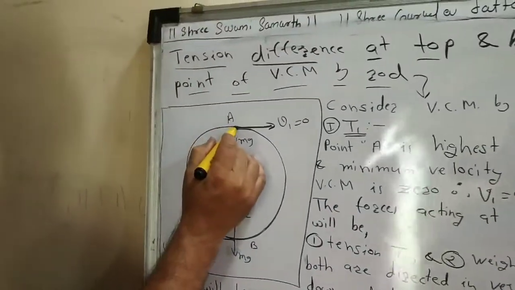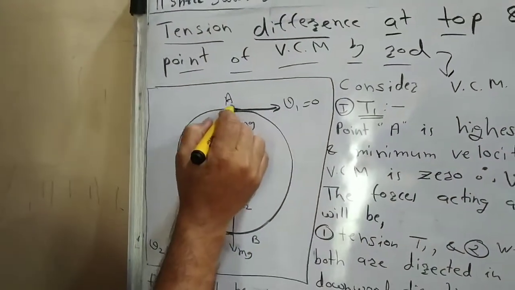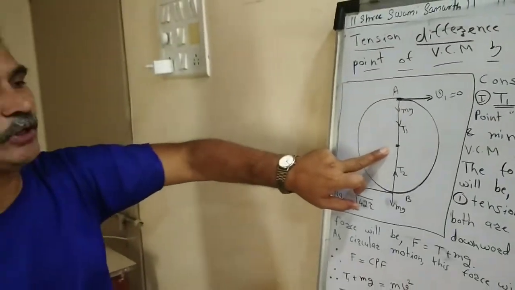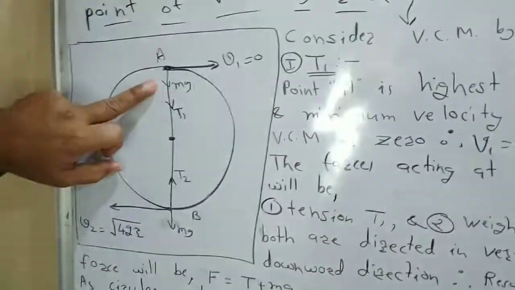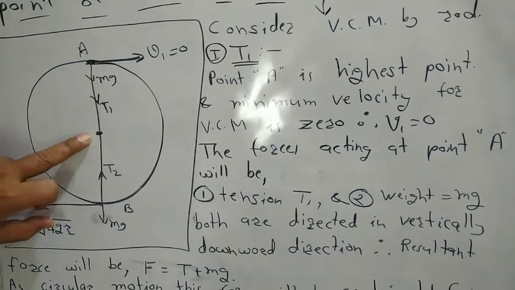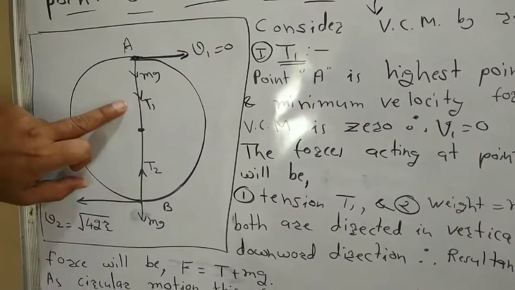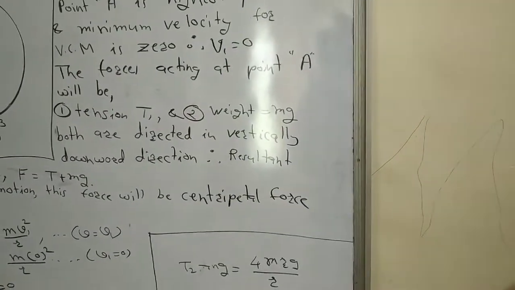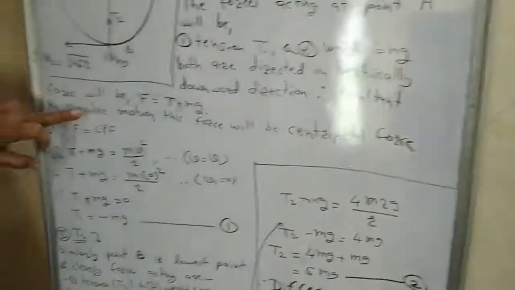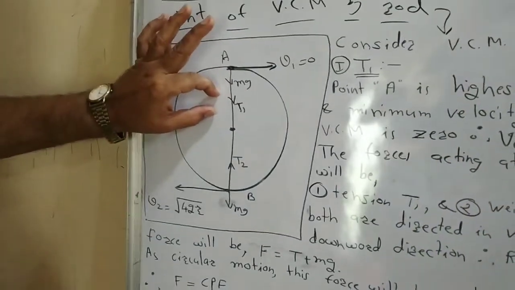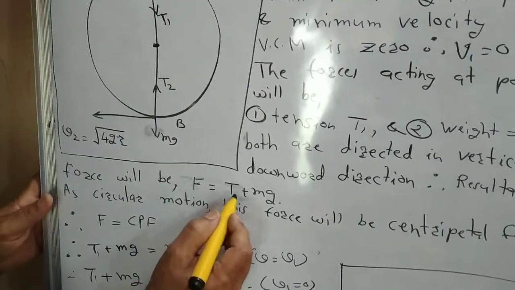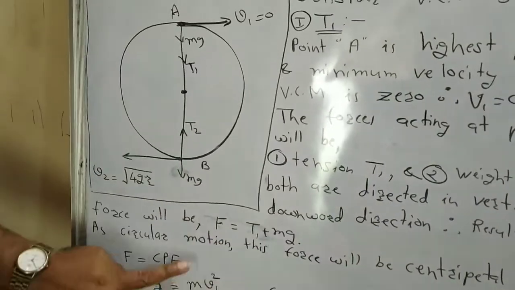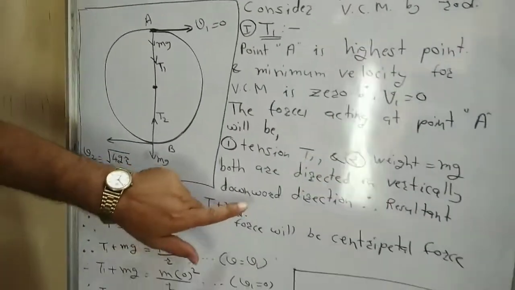At this typical point, the forces acting on the particle at point A are, number 1, tension T1 directed towards the center of the circle. Similarly, weight mg directed in the downward direction. So T1 and weight both are in the same direction, vertically downward, and therefore the resultant force will be the addition of weight and T1. So we get F is equal to T1 plus mg, where T1 indicates tension at point A.